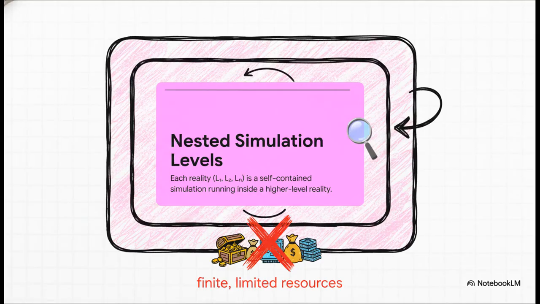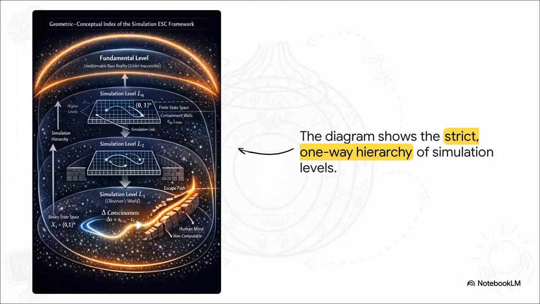So the first big idea to wrap your head around is nested levels. Think of it like the movie Inception, a dream inside another dream. Each reality, which you see here as L1, L2, and so on, is its own complete self-contained simulation. And this is key. Each level has its own set of rules and, crucially, a limited amount of resources. See how they're separated? Our world, maybe it's L1, is running inside a higher reality, L2. And L2 is running inside another one, all the way up. It's a really strict one-way street, a clear hierarchy.